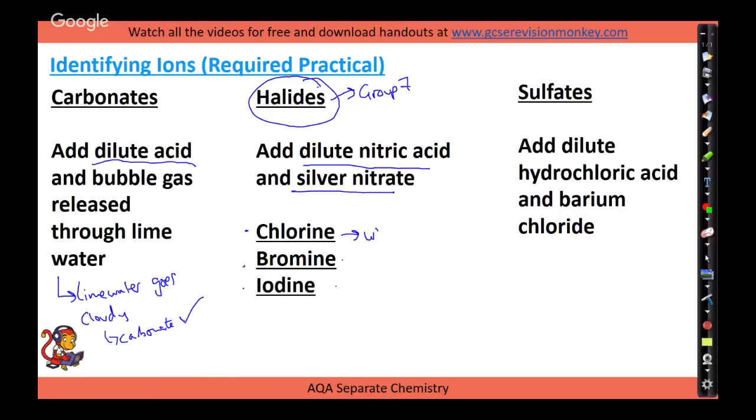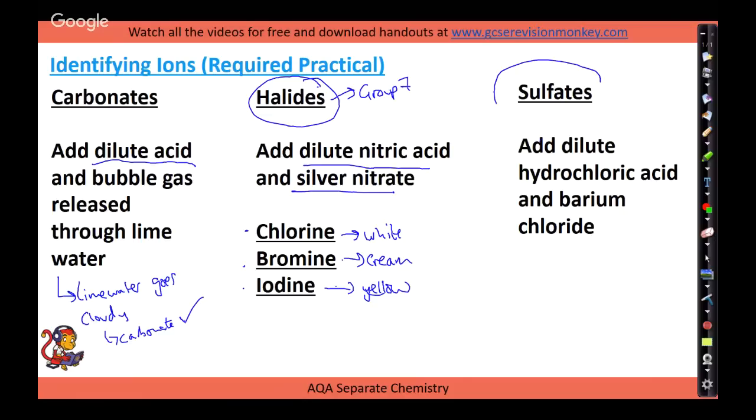And this is white. As you go down group 7, it gets darker. So bromine is cream. That might help you remember it. And iodine is yellow. So as you go down the periodic table, these precipitates get darker. So this would be silver chloride, silver bromide, and silver iodide.